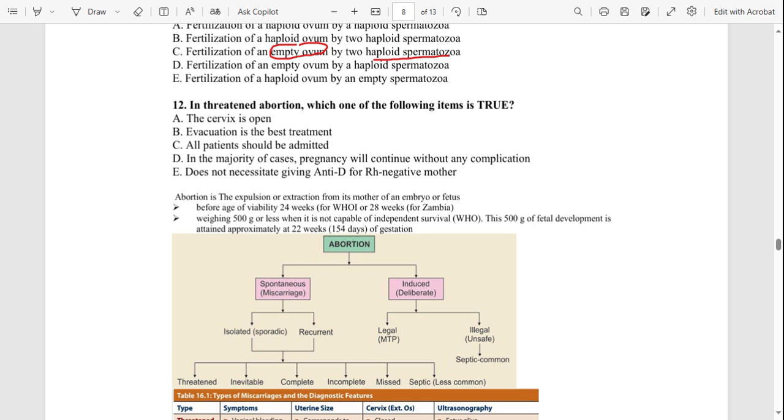In the majority of cases, pregnancy will continue without any complication. Does it necessitate giving anti-D for rhesus negative mothers? You're supposed to give anti-D because, in a threatened abortion, some fetal blood can mix with the maternal blood, and then you are going to produce antibodies against the rhesus antigen. So you need to give the anti-D. For me, I would go with D: in the majority of cases, pregnancy will continue without any complications because it's just threatened. If it was the inevitable one, there's barely anything you can do. Is there a different thought on this question?